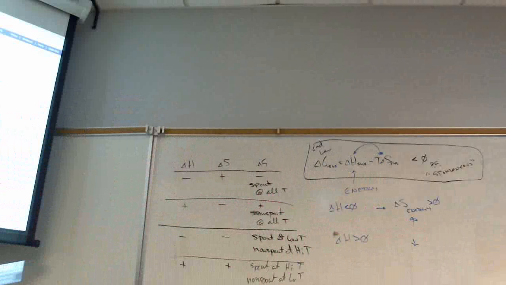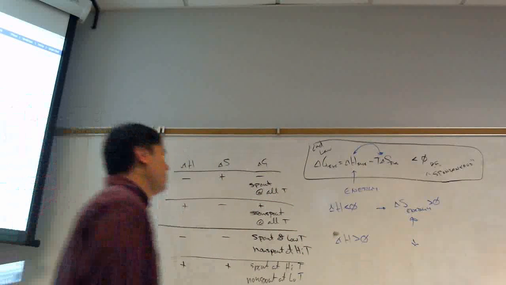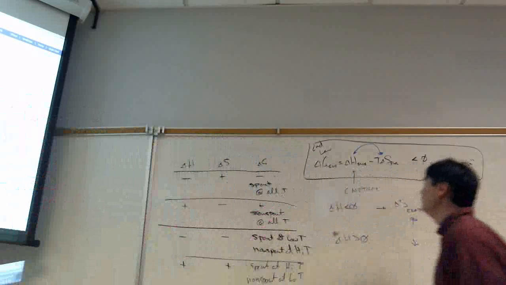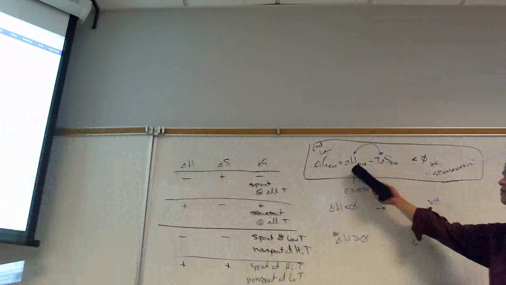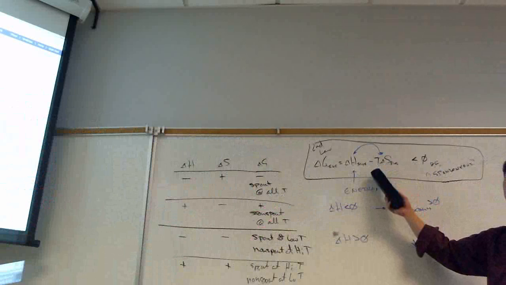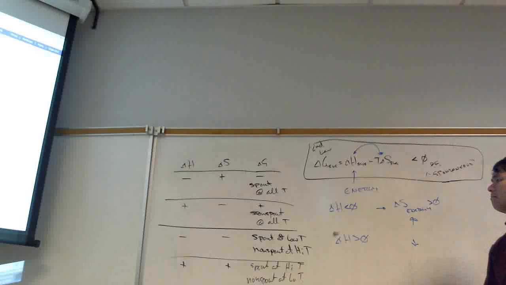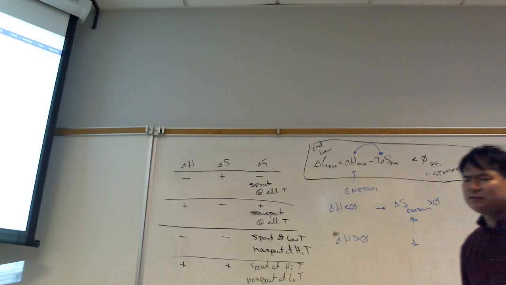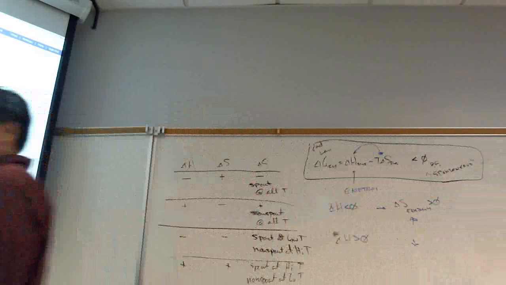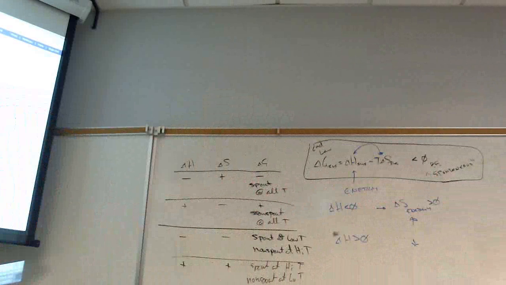We can determine these easily at 298, and so we can determine the spontaneity of various reactions at 298 because we have the data at 298. And it's fairly straightforward.